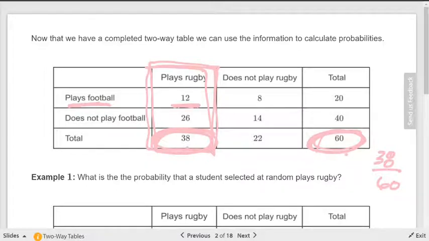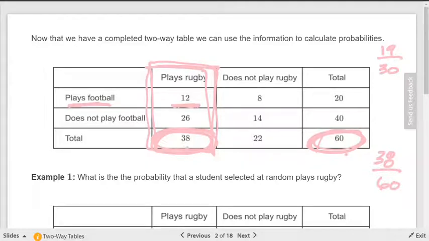But wait a minute, guys. Is 38 over 60 done? No. What's wrong with it? We can simplify it. We know it'll at least divide by 2. Maybe I'll divide by something bigger. If you divide it by 2, you're going to get 19 out of 30. Will that reduce any more? Nope. So we're done.